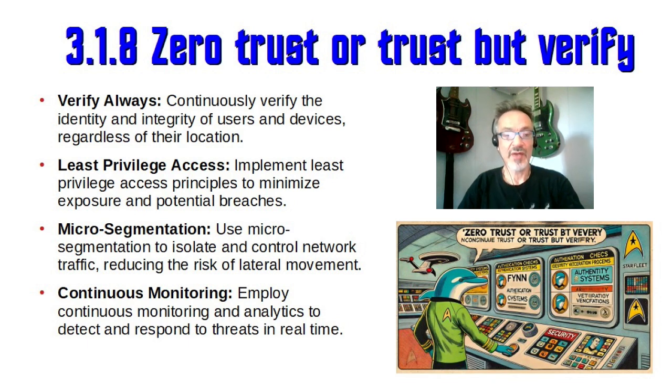1. Verify always. In a zero trust model, we continuously verify the identity and integrity of users and devices regardless of their locations. This means that if a user or device is inside a corporate network, they're not automatically trusted. For the CISSP exam, understand that this continuous verification applies to all network traffic and access requests.